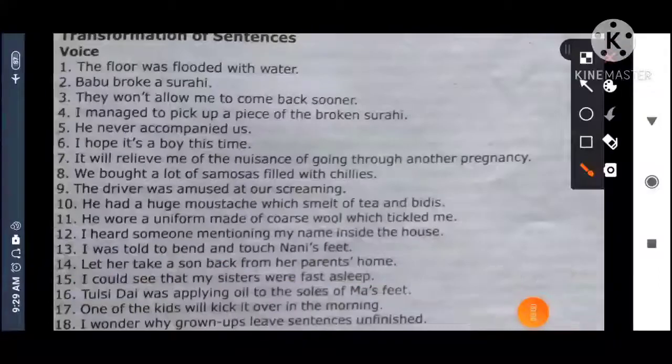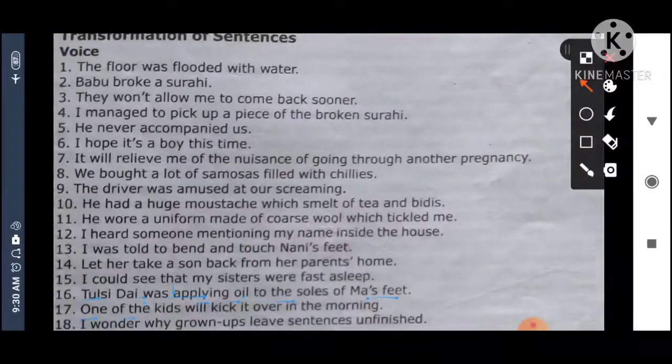Now 16(1). Tulsi Dai was applying oil to the soles of my Ma's feet. So oil is your object and applying is your verb. So oil was being applied to the soles of Ma's feet by Tulsi Dai.